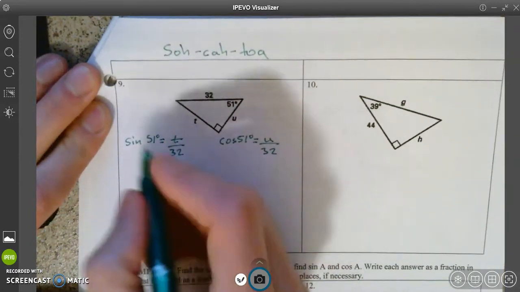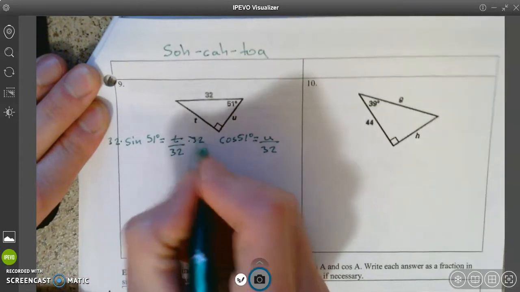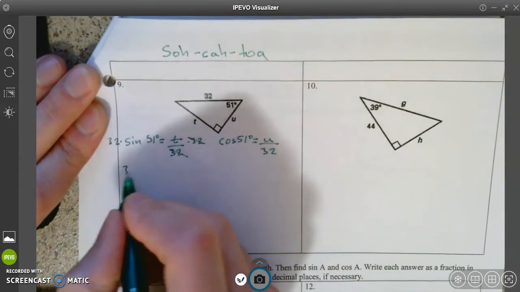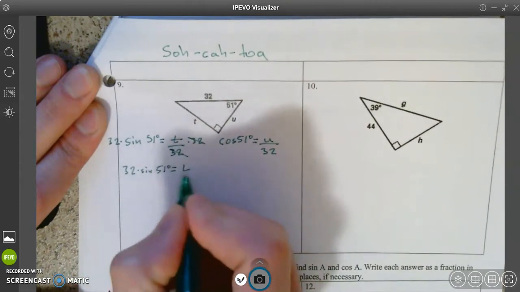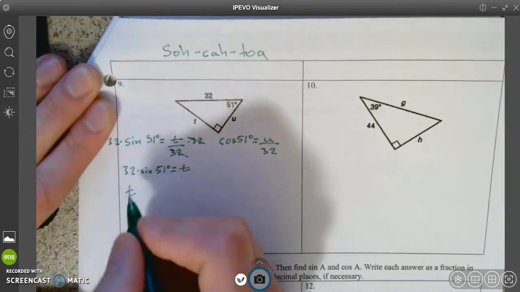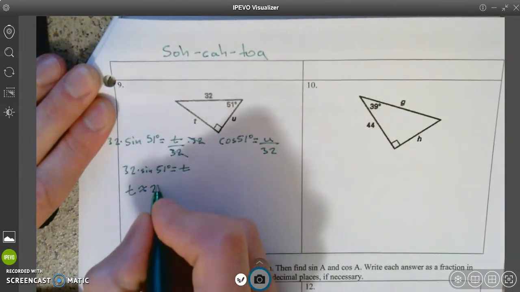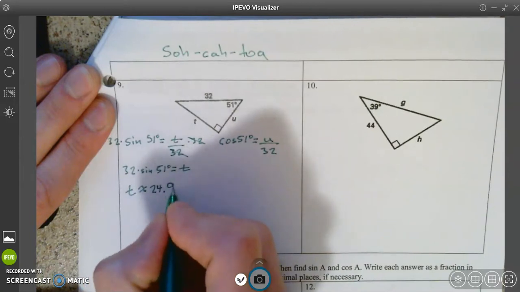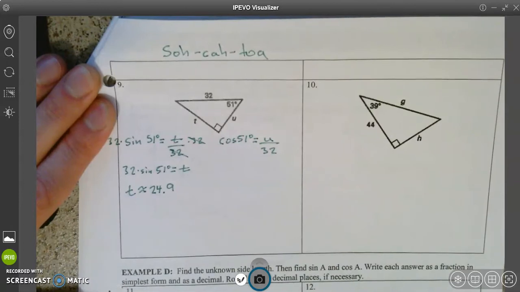With both scenarios, though, I need to multiply by 32 on both sides to cancel out. Let's cancel out those 32s. So I get 32 times sine of 51 degrees is equal to t. So then that gives me t is approximately equal to 24.9.